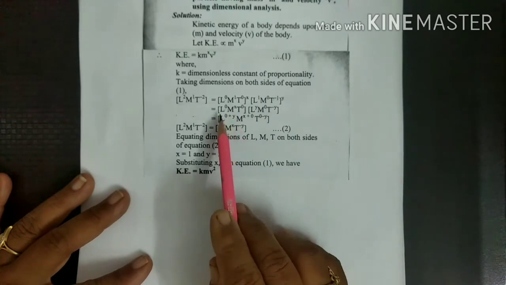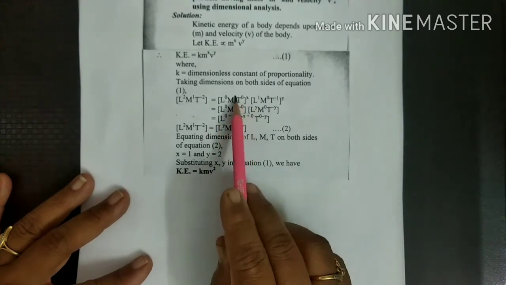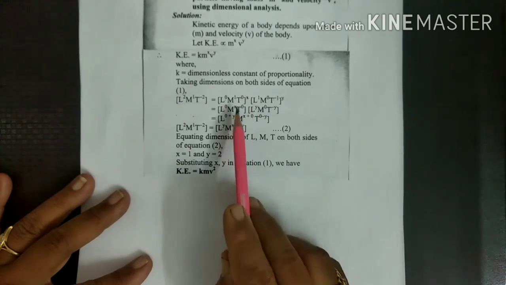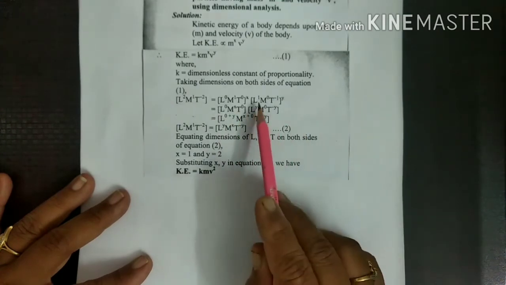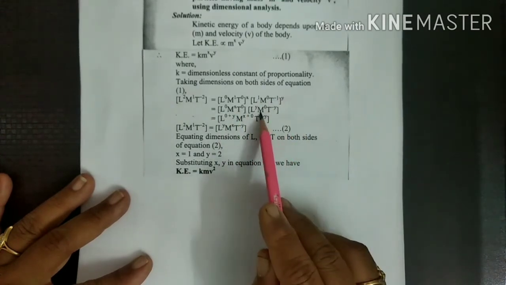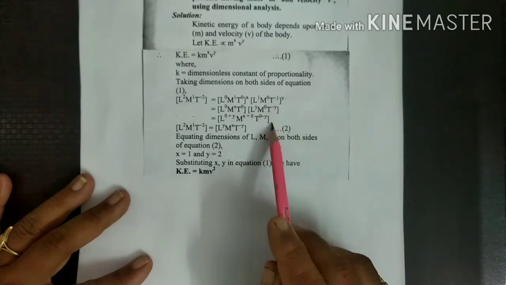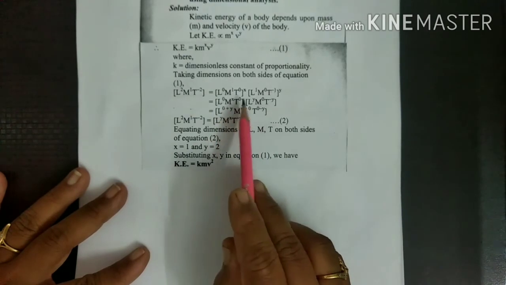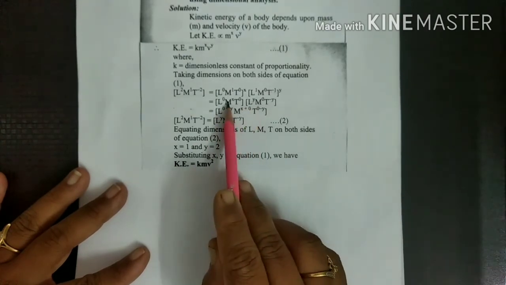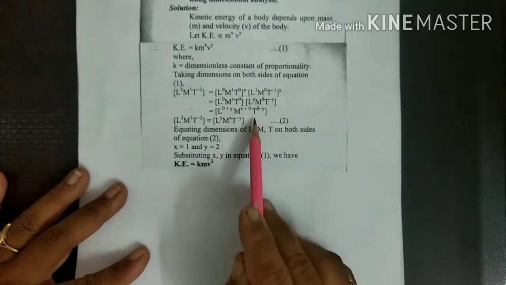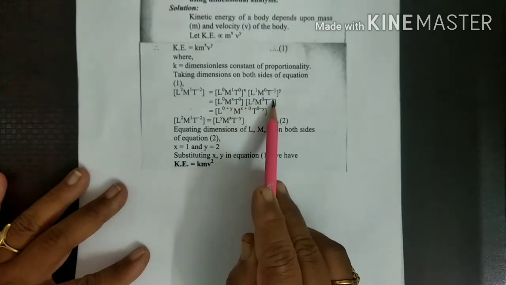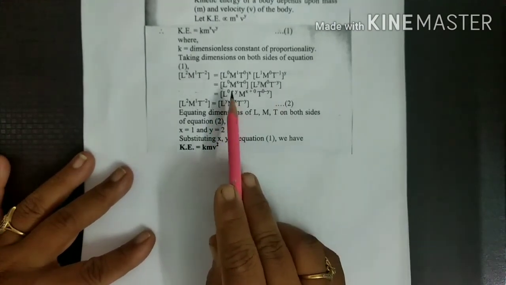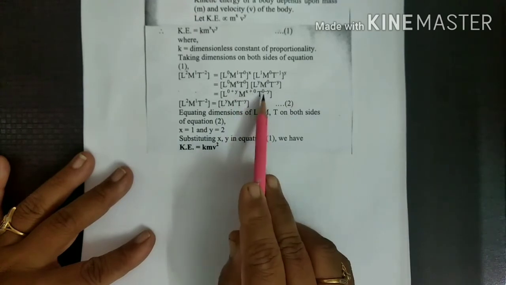L raised to the power 0, M raised to the power x, that power multiplies with x, that's why that is M raised to the power x and T raised to the power 0. Here L raised to the power y, M raised to the power 0 and T raised to the power minus y. Okay, so L raised to the power 0 plus y, then M raised to the power x plus 0 and T raised to the power 0 minus y. That's why we get L raised to the power y, M raised to the power x and T raised to the power minus y.